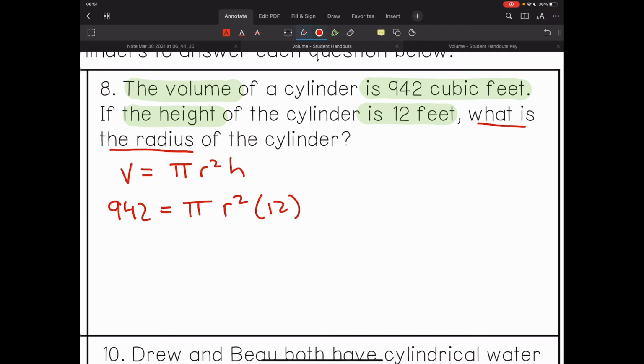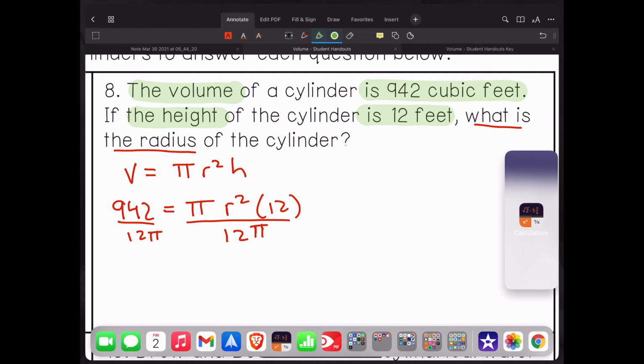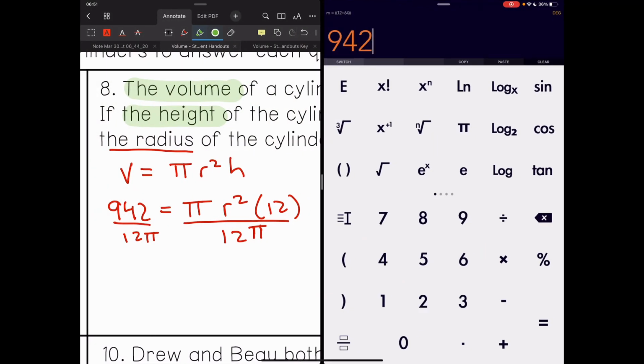So now we're going to divide both sides of the equation by 12 pi. And the reason we're dividing by 12 pi is because this all here is multiplication, right? It's pi r squared 12. And we're trying to isolate the r. And the way that we do that is we undo the multiplication with division. So we'll go to our calculator. We're going to do 942 divided by 12 pi.